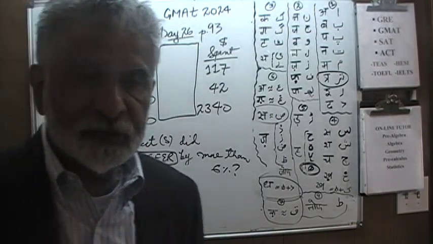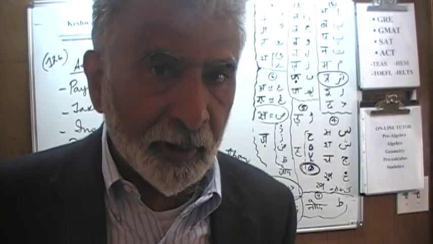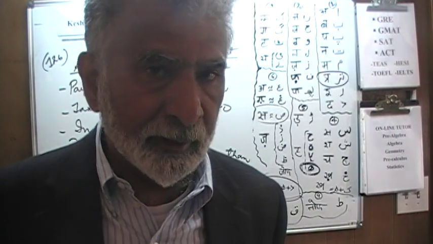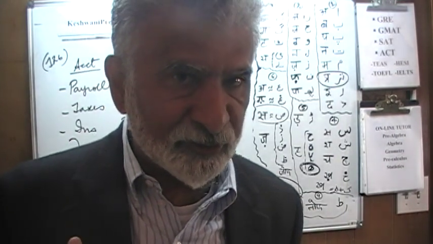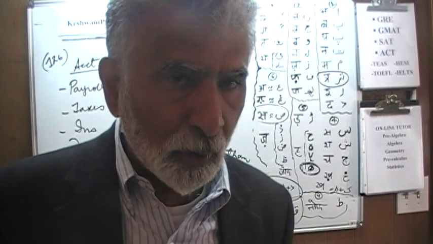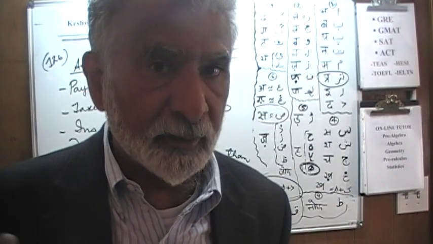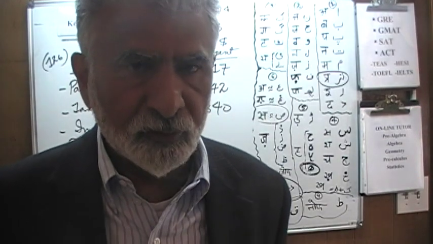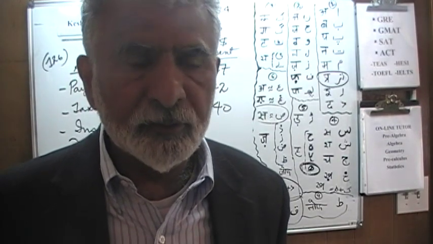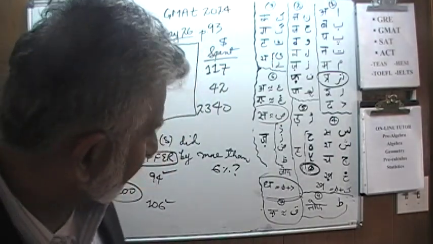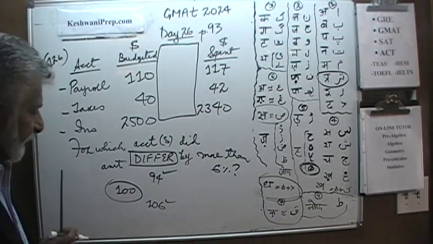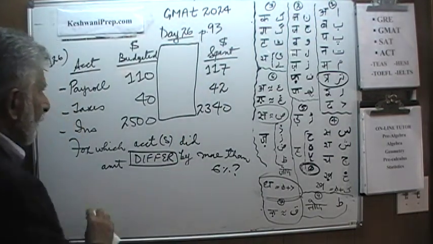As long as what we anticipated to spend and what we actually did spend, as long as that difference is more than 6%, either we spend more or less, it doesn't matter. As long as that difference is more than 6%, it qualifies. Because the question is, for which account did the amounts differ by more than 6%? Let's start the process, shall we?